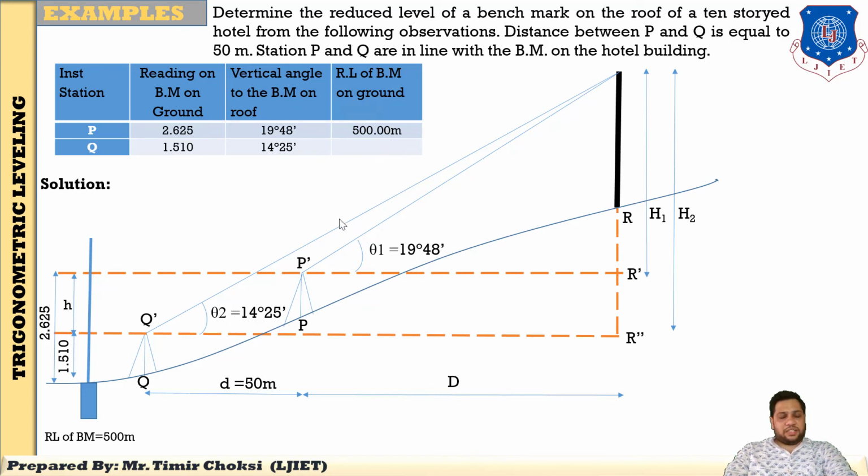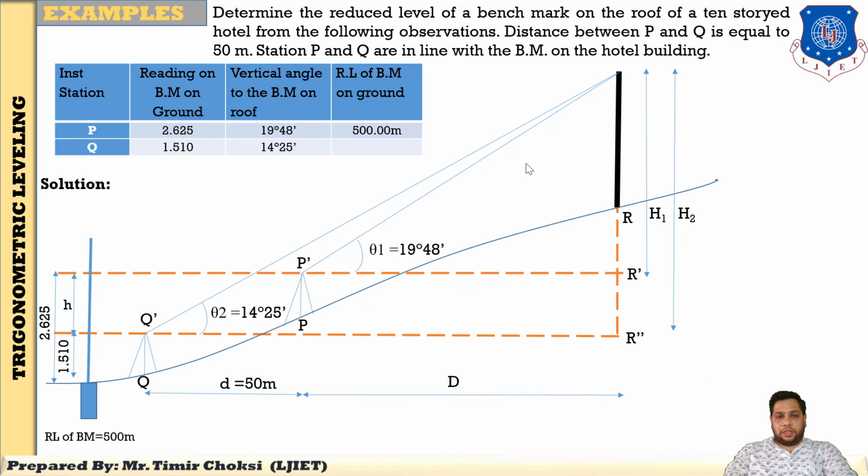Now, first step, think about which type of case arises. Here P has the higher value compared to Q. So you think about this example as based on case number B, not case number A. Why? Because this is our object, and the instrument near to the object is P, which is on the higher side because its small h value is higher, 2.625. Q is the lower. So this figure is based on case number B.